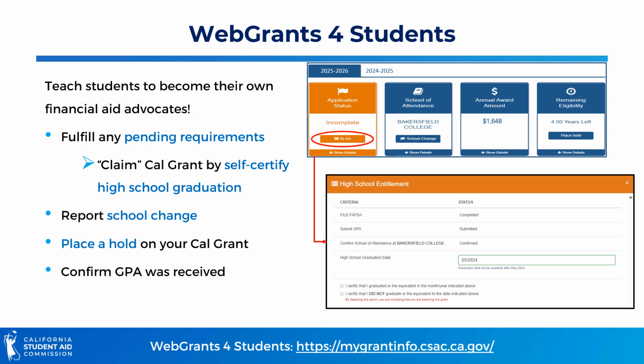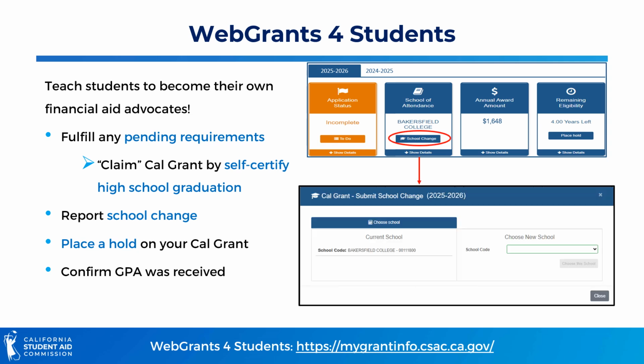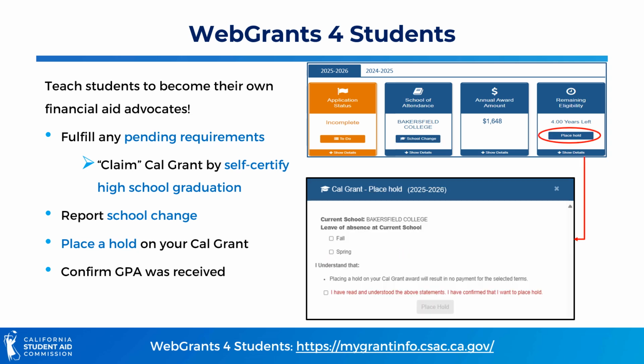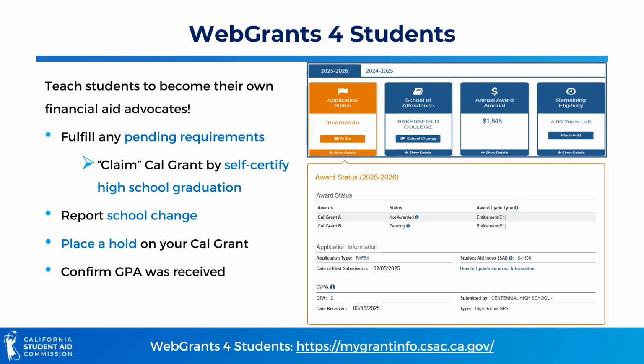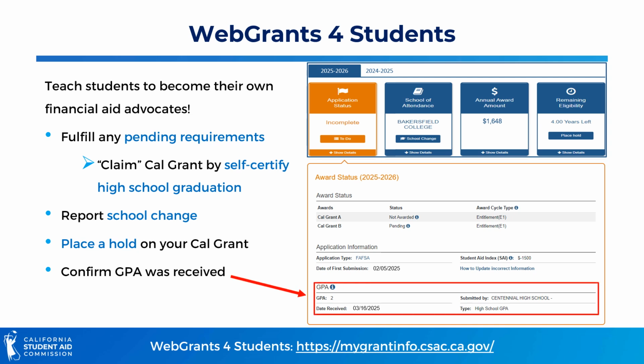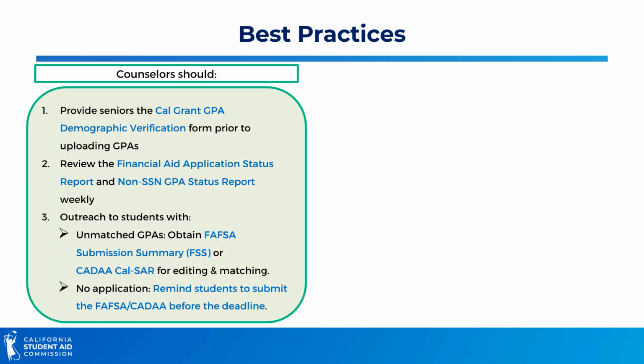This is where they can claim the Cal Grant by self-certifying high school graduation. They can also report any school change so their award goes to the correct school. This is important in case the school listed on their Web Grants for Students account is not actually the school they are planning to attend. They can also place their Cal Grant on hold if they are taking a leave of absence from school or if they do not want to use up their Cal Grant just yet. And finally, they can confirm their GPA was received, and they can see when their GPA was received and who uploaded their GPA.